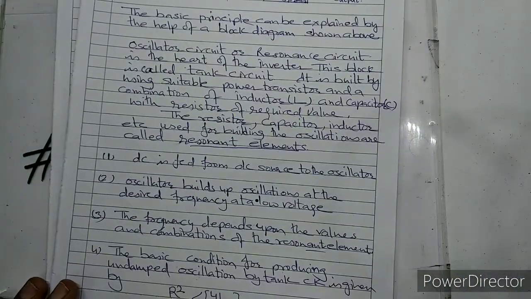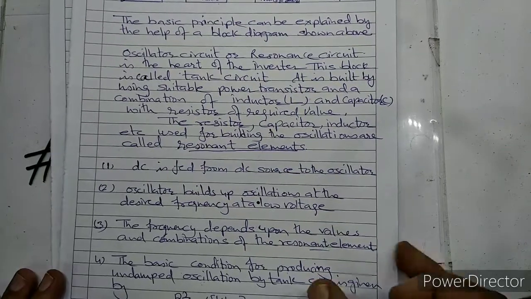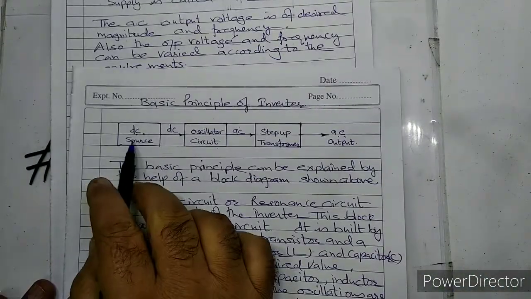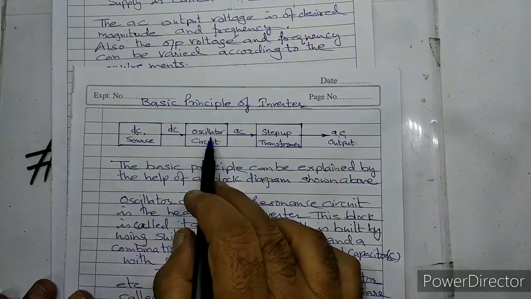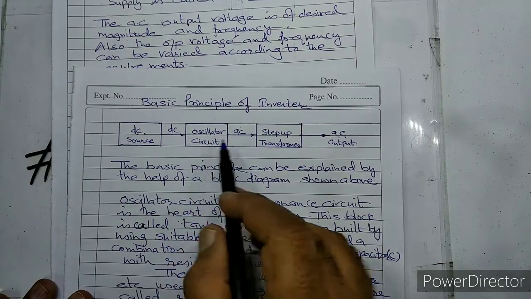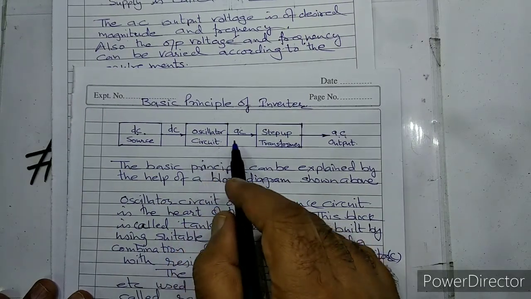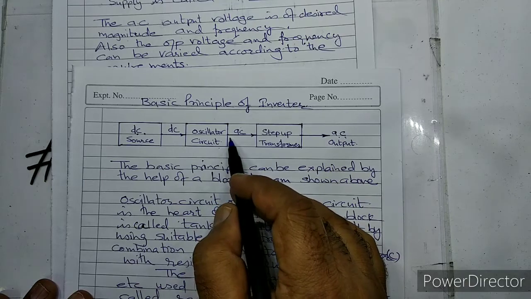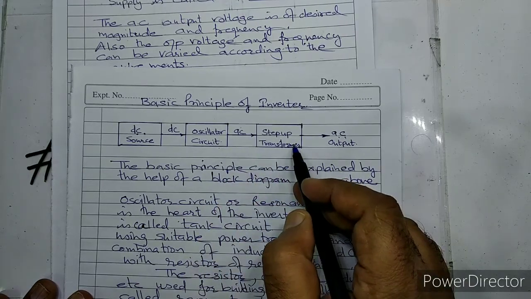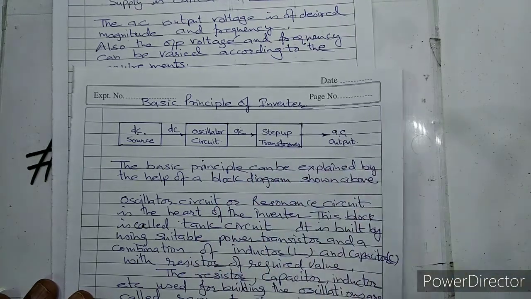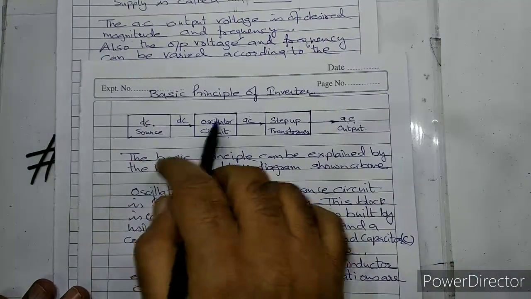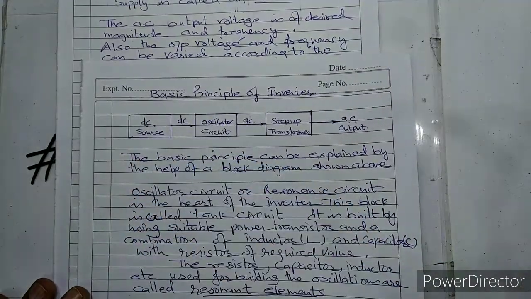Now in the block diagram we can see that a DC source supply is given to the oscillator circuit, and the oscillator circuit produces the oscillations, that is, undamped oscillations, which are given to the step up transformer, and it gives the AC output. So DC is converted to AC using an oscillatory circuit.